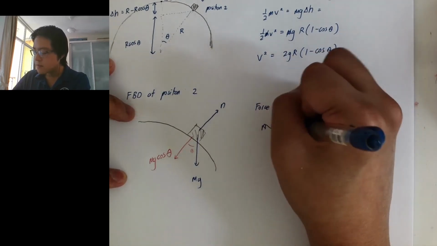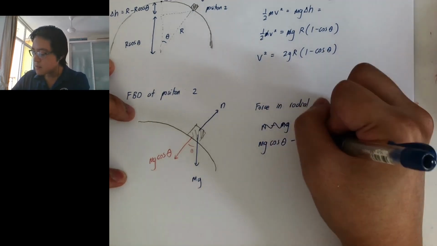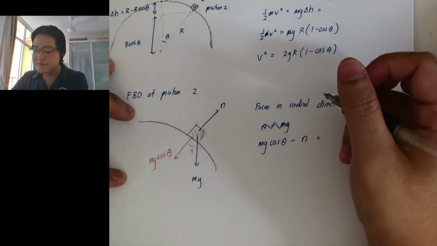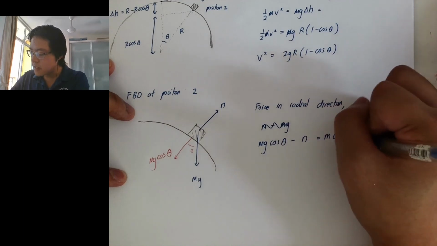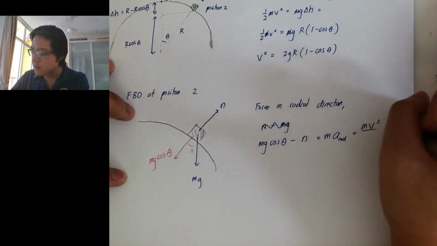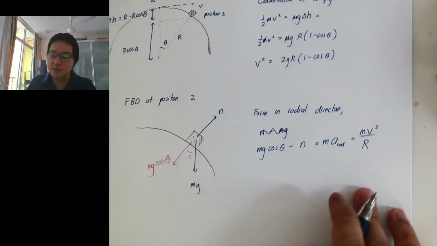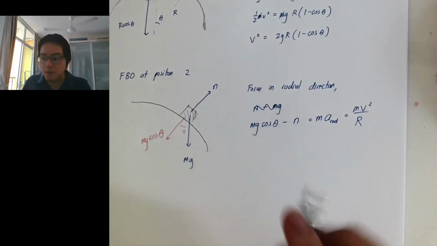Wait, I should do it the other way around. Yeah, mg cos theta minus N, right? So the centripetal force gives me the radial acceleration, which is to say this is mv squared over r. R is the radius of this circular motion. Okay, so this is circular motion, and I want to find when she leaves the surface.